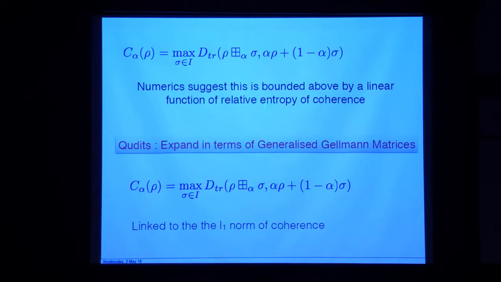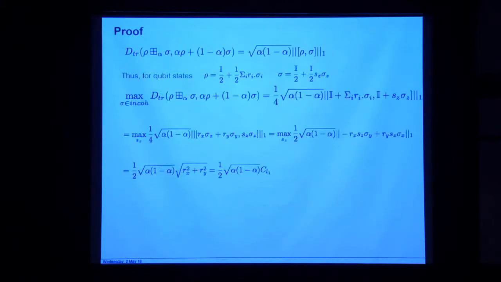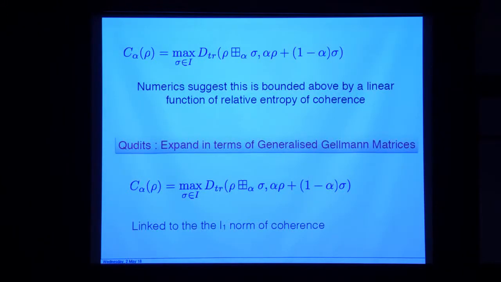But if you take the original definition of relative entropy and maximize over the incoherent states, here instead of minimization, if you do maximization, then that is connected to the relative entropy of coherence. That is a guess, but we don't have a proof. We only have some numerical examples which suggest that it is bounded by a linear function of the relative entropy of coherence. Also, you could prove for higher dimension that this trace distance is bounded by, actually linked to, the L1 norm of coherence even for higher dimensional systems.